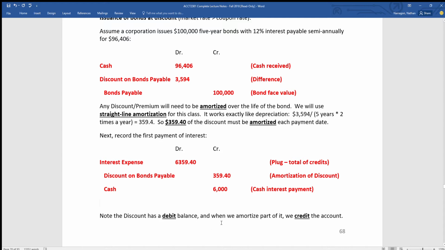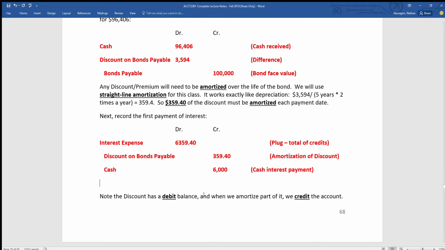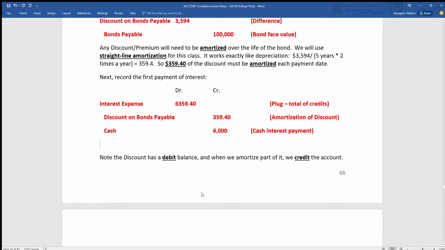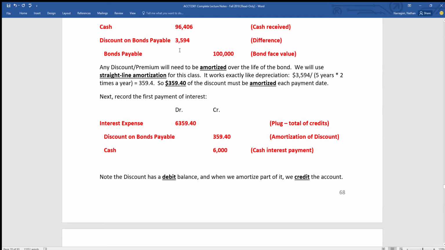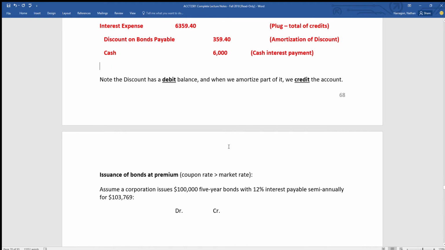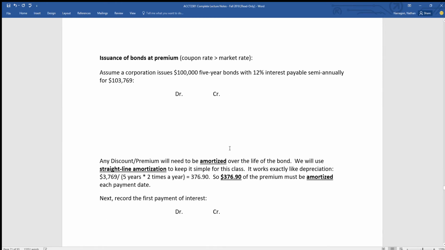You're going to find this out when we actually do the Connect homework. You're going to see a problem that tries to balance things out and shows you how the movement balances to the face value of bonds payable. So again, the notes right there: discount when we issue is a debit, and when we pay, it's a credit. Third example is the issuance of a bond at a premium.